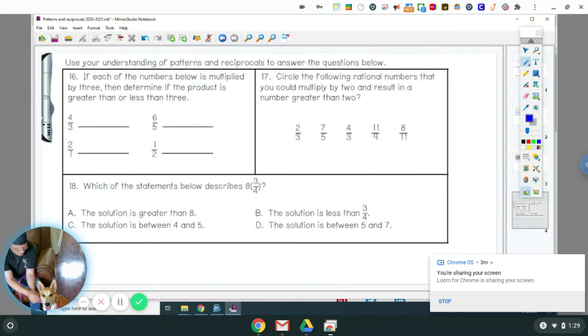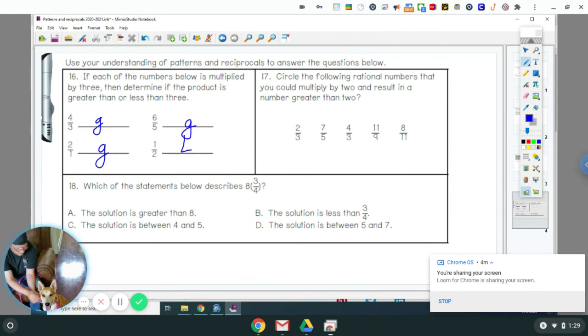Now, if each of the numbers below is multiplied by 3, determine if the product is greater than or less than 3. If I do 4/3 times 3, it's going to be greater. I'll just put a G for greater than, because 4/3 is greater than 1. If I multiply by 6/5, it should be greater, because 6/5 is greater than 1. 2/1, if I multiply it, will be greater, because 2/1 is greater than 1. If I do 1/2 times 3, it's going to be less than, because 1/2 is less than 1. So anything multiplied by a number greater than 1 should increase. If it's less than 1, it should decrease.